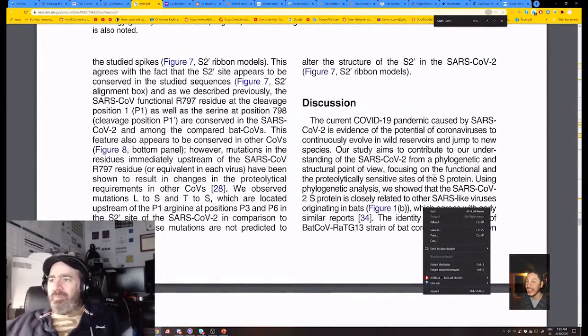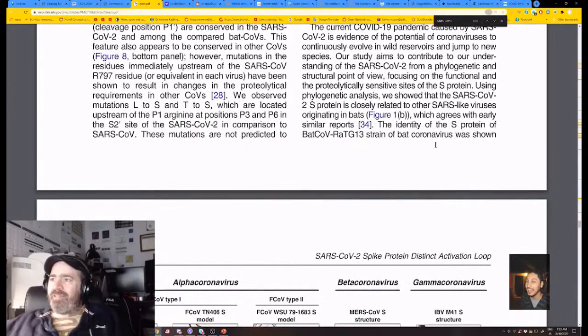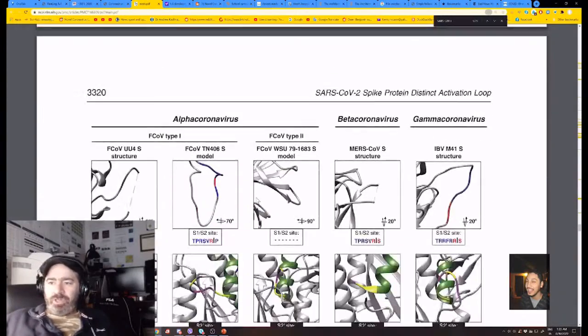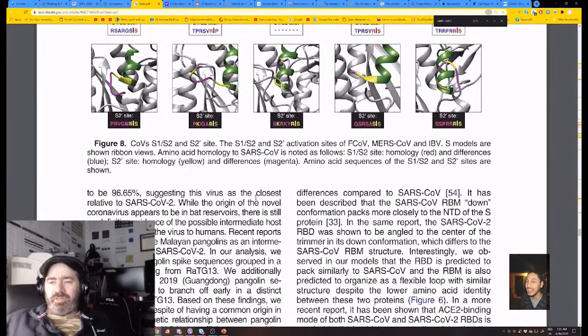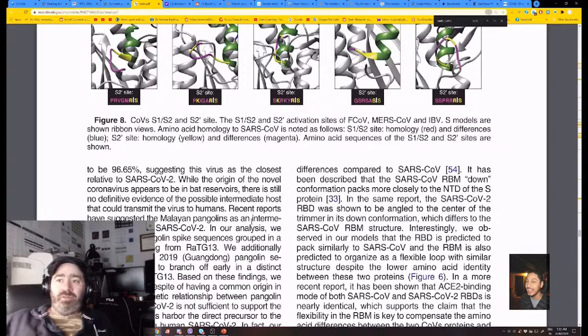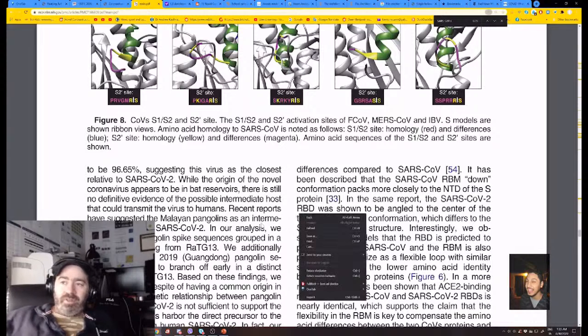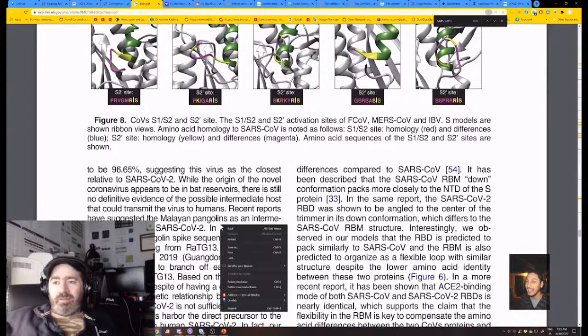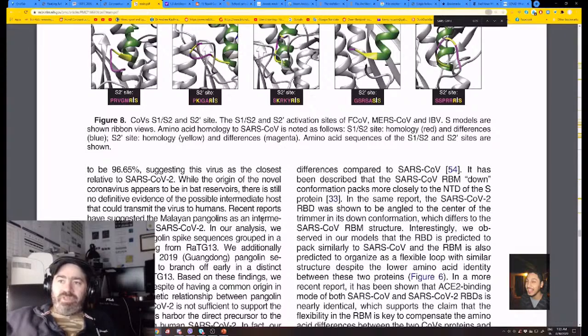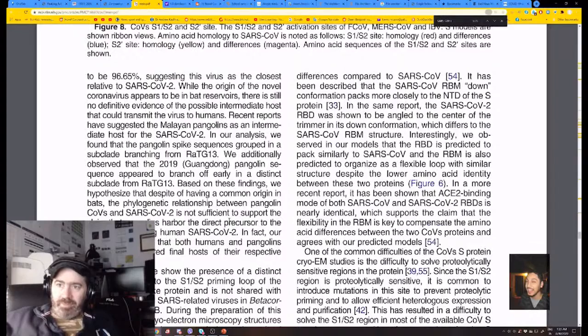Anyway, okay. So the current COVID-19 pandemic, blah blah blah. Identity of the S protein at the bat RaTG13 to bat coronavirus was shown to have obviously the most similarities, suggesting the virus is the closest relative to SARS-CoV-2. While the origin of the novel coronavirus appears to be in bat reservoirs, there is still no definitive evidence of the possible intermediate host to transmit the virus to humans. No, it's just humans passaging cells through cell lines and having the virus do all the hard work for you. Recent reports have suggested that Malayan pangolins. No, we're not listening about pangolins.